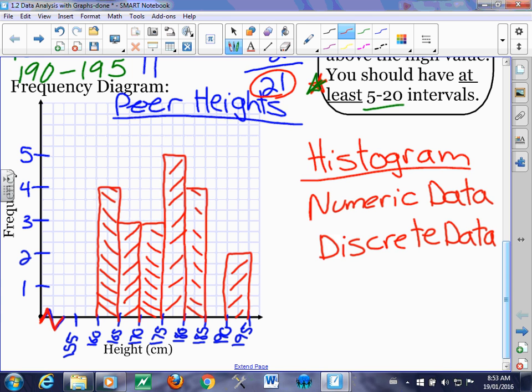A break in the data means you don't have to start from zero. It makes no sense for me to go to zero and make a big scale all the way to 195 when the majority of that, like the 150 to zero, is not being used. So a break in data allows us to break it up so we don't have to start at zero.